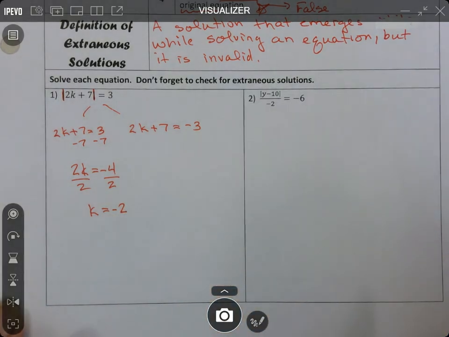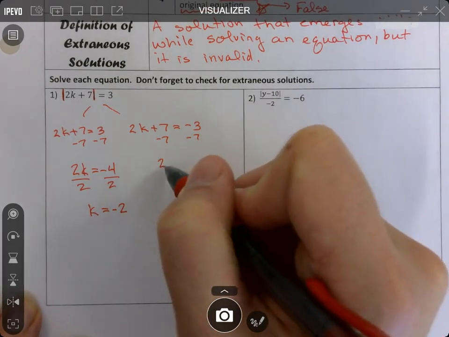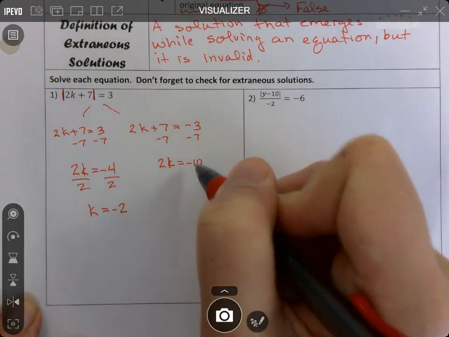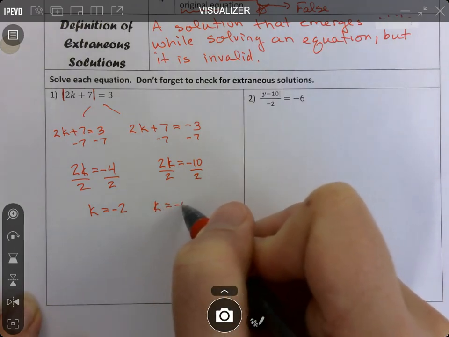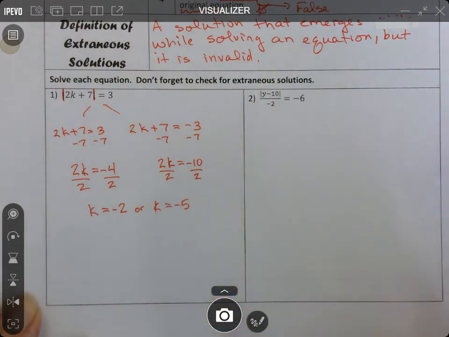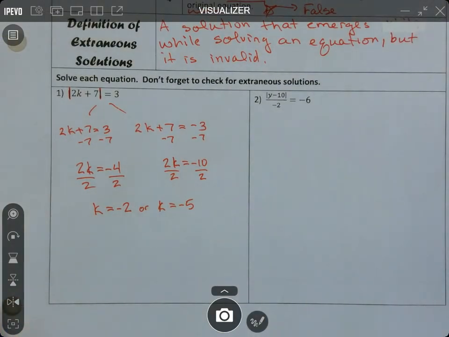-2. So that's one answer. Same method over here. 2k equals -10, divide by 2, and I get that k equals -5. You could use the word "or" here. I'm not going to be picky here. Then we get into inequalities. The word "and" or "or" is very important, just like our compound ones.